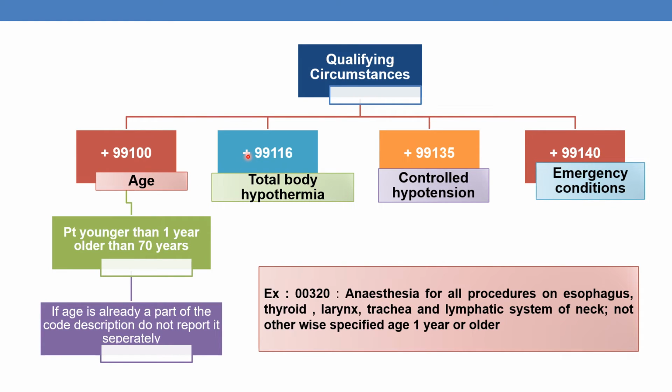Another qualifying circumstance is plus 99116. It indicates total body hypothermia. If anesthesia is complicated by total body hypothermia, you have to use add-on code plus 99116. And if the anesthesia is complicated by controlled hypotension, you have to report additionally plus 99135. Next, if the anesthesia is complicated by emergency conditions, you have to use add-on code 99140. These are the various qualifying circumstances and their CPTs.